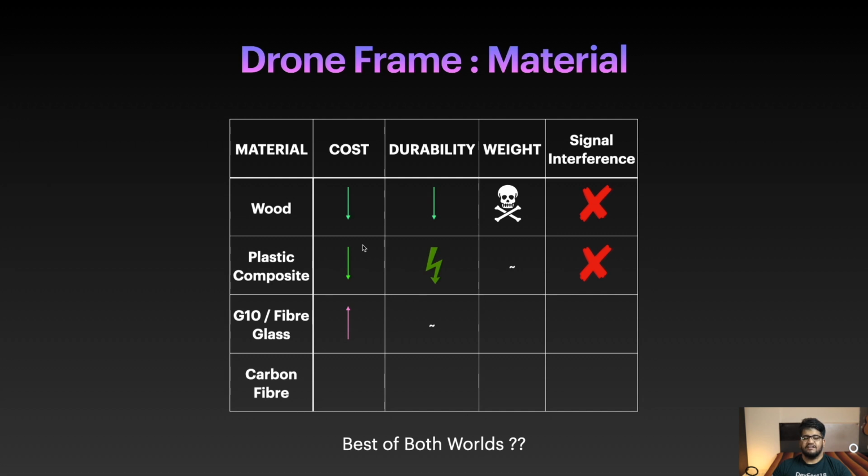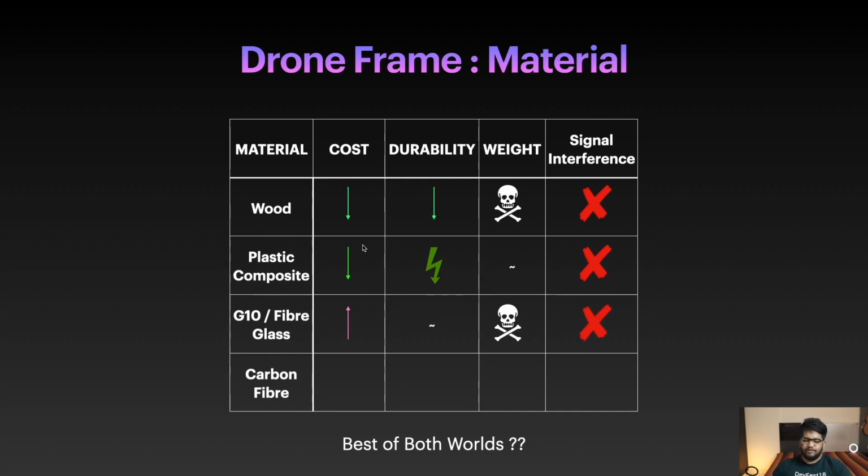What G10 basically is, is sheets of fiberglass sandwiched together and pasted using epoxy, and the density of the epoxy, the quality of resins used to make that epoxy, and so on, dictate the durability. So I've left that one. The weight is very high. It's quite heavy compared to carbon fiber, so that is a downside of it. Signal interference, again, fiberglass is not conductive out of the box, so there is not much signal interference.